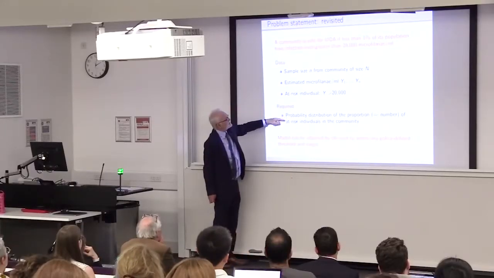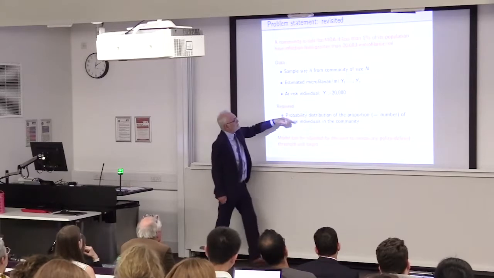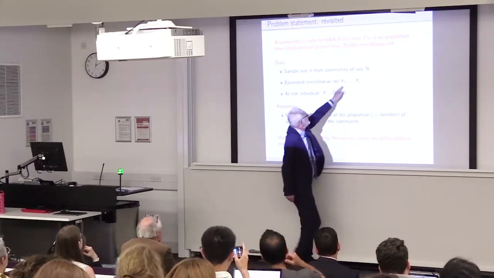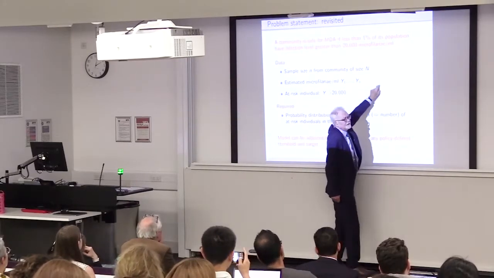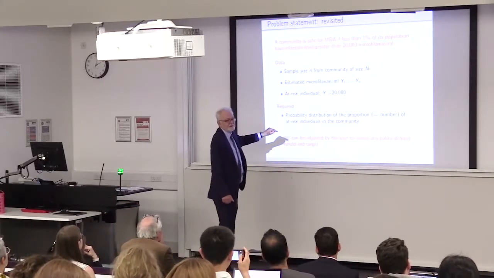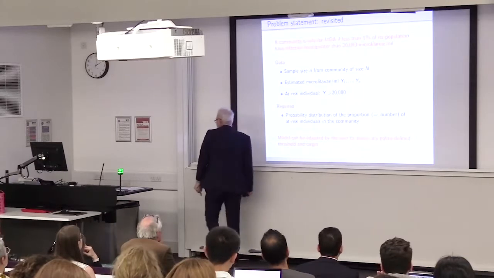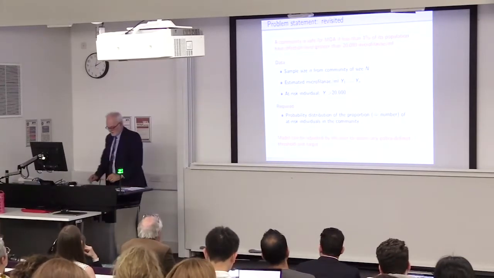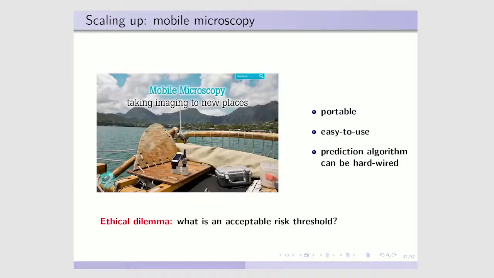And if we can do this easily in real time, we can do it sequentially. So you can go into a village and you can keep sampling until that predicted probability is as close to 1 or 0 as you want, depending on how risk averse you are. But you can't do that in the field with traditional microscopy. What you can do it with is this device here.